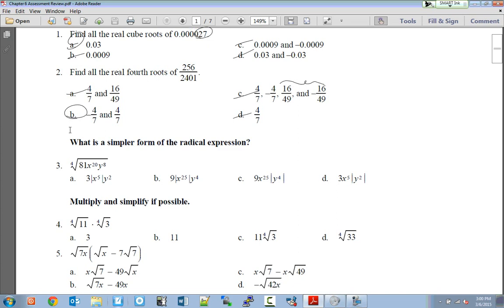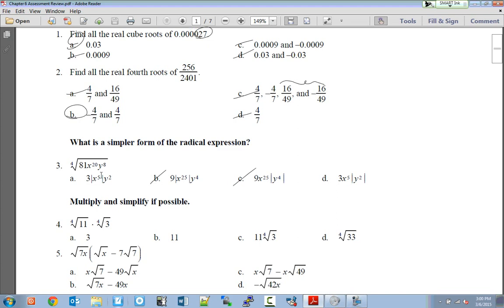Number 3, what is the simpler form of the radical expression? Well, we start out by taking the fourth root of 81. If you're having trouble with the fourth root of 81, just ask yourself this: what is the square root of 81? Well, the square root of 81 is 9. Since you want the fourth root, you just take the square root twice. Square root of 81 is 9. Square root of 9 is 3. So we know our coefficient out front is going to have to be 3. So you can cross out B and C.